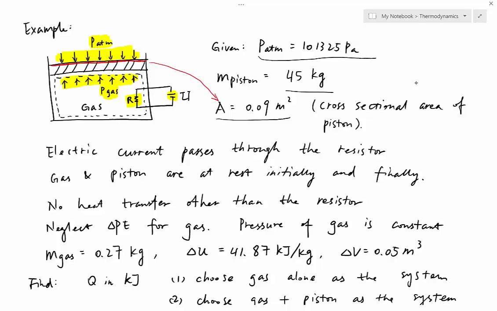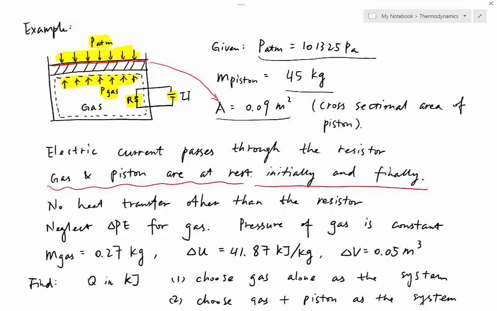Okay, and then we know electric current passes through the resistor, just like we said. It makes the resistor hot, and then heat will be transferred from the resistor to the gas. And then the gas will expand and push up the piston. Okay, initially and finally, gas and piston are at rest, meaning what? Meaning for gas and the piston, the initial velocity and the final velocity are both zero.